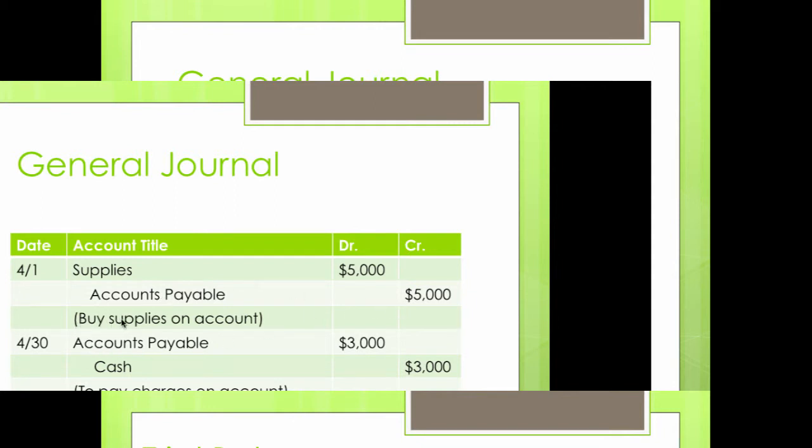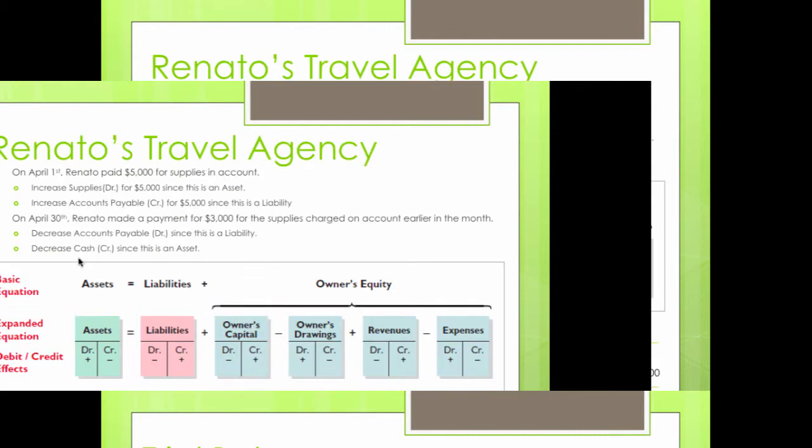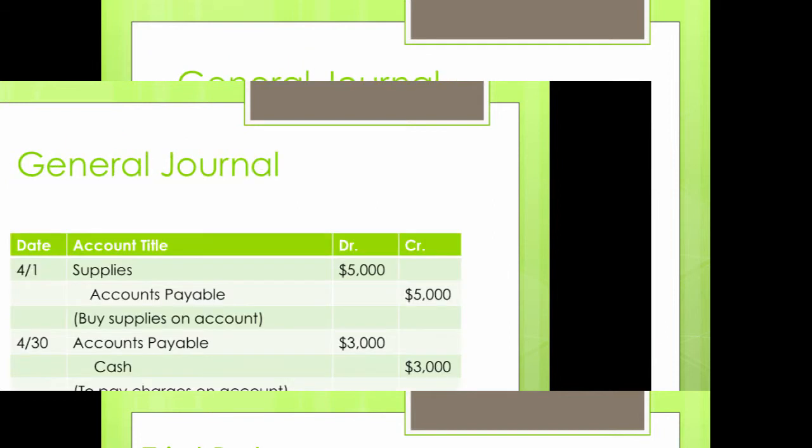And then you add in parentheses a little description as to why you did that transaction, and in this case, it is to buy supplies on account. And there will be instances where the second transaction is you made a payment for $3,000. So on April 30th, you're going to debit accounts payable for $3,000, and then you're going to credit the cash account for $3,000.